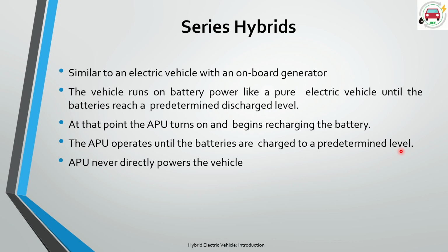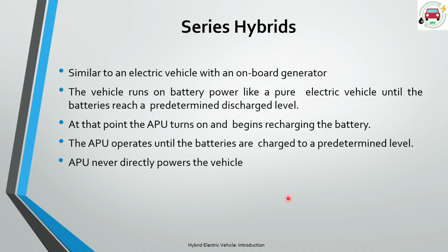So continuously the engine or the APU is not running. The APU will run only till the batteries are recharged to the predetermined level, or we can say the full charging of the battery will be done. Then we will stop the generator, or we will stop the APU, alternate power unit, right? So we will stop it and we will run only as an electric vehicle, right?